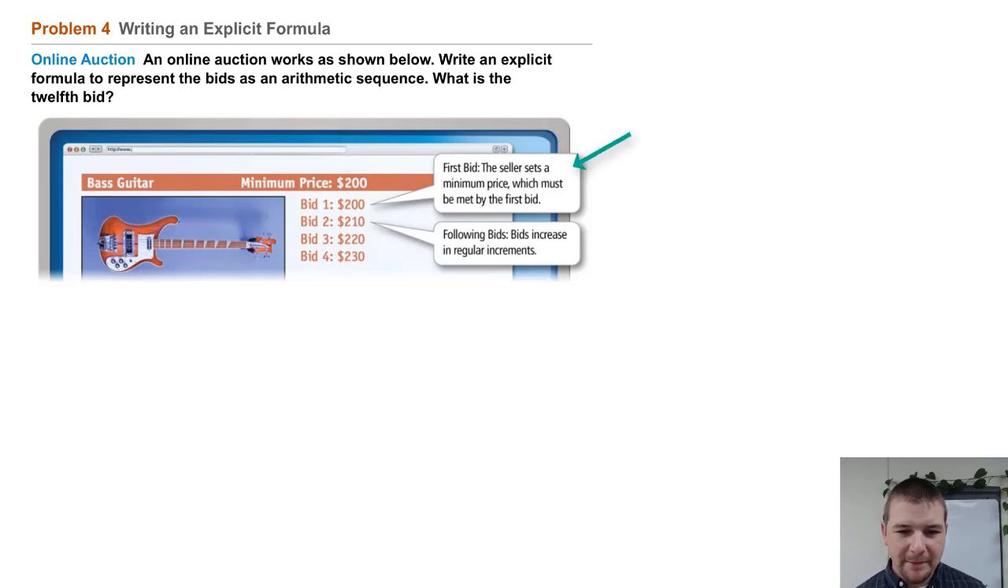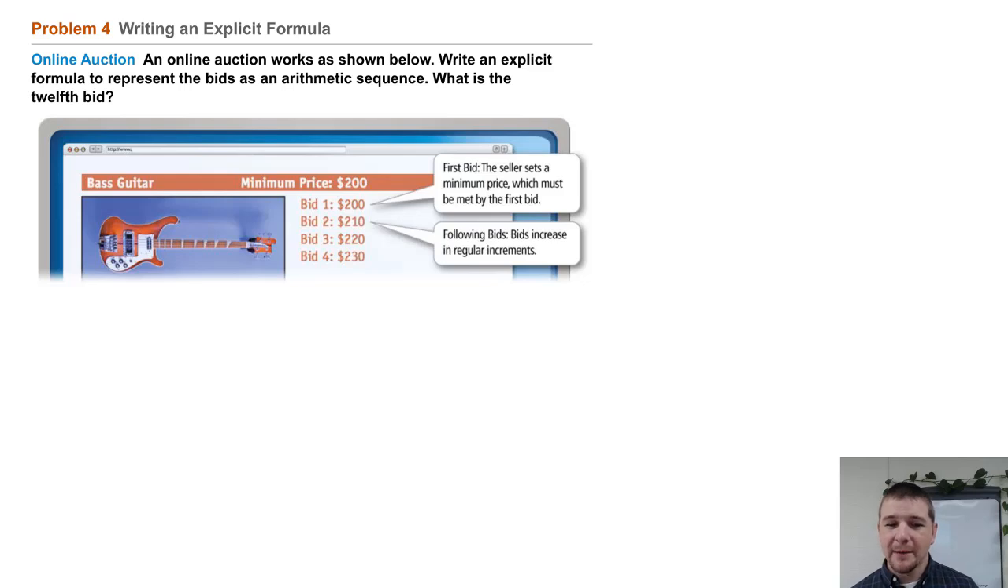The first bid, the seller sets a minimum price, which must be met by the first bid, so they match the minimum bid. The second bid was for $210, and note, following bids increase on regular increments, at least in this particular auction. Bid number 3 was $220, bid 4, $230.